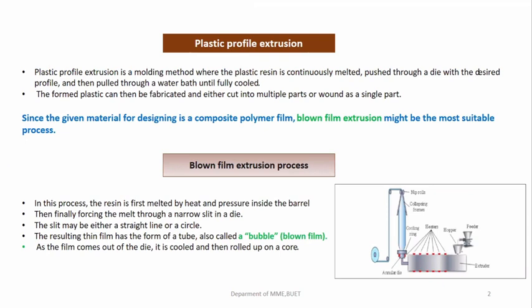Since the given material for designing is a composite polymer film, blown film extrusion might be the most suitable process. In this process, the resin is first melted by heat and pressure inside the barrel, then forced through a narrow slit in a die. The slit may be either a straight line or a circle. The resulting thin film has the form of a tube, also called a bubble. As the film comes out of the die, it is cooled and then rolled up on a core.